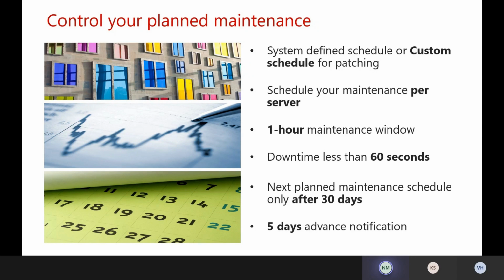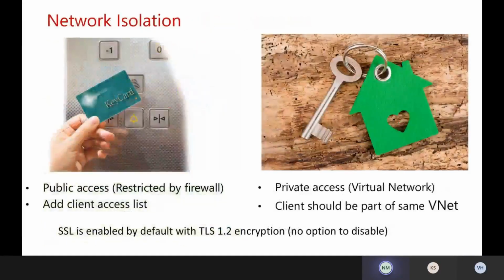Downtime for actual maintenance will be less than 60 seconds, and the maintenance window that you choose will be a 1 hour window. So during that 1 hour, the server could experience downtime of up to 1 minute, right? Of course, you'll get advance notifications when the maintenance is actually going to happen.